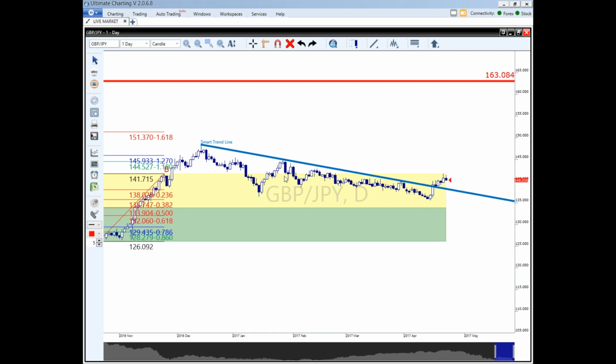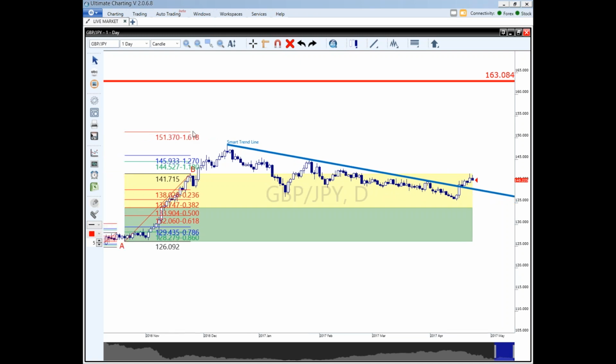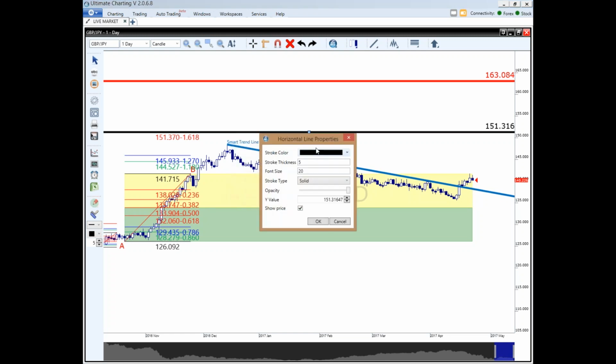But ultimately, what we're looking at here is if this market isn't going any deeper than what it is right here, this area at 151.370 is the daily D. Okay, 151.370.